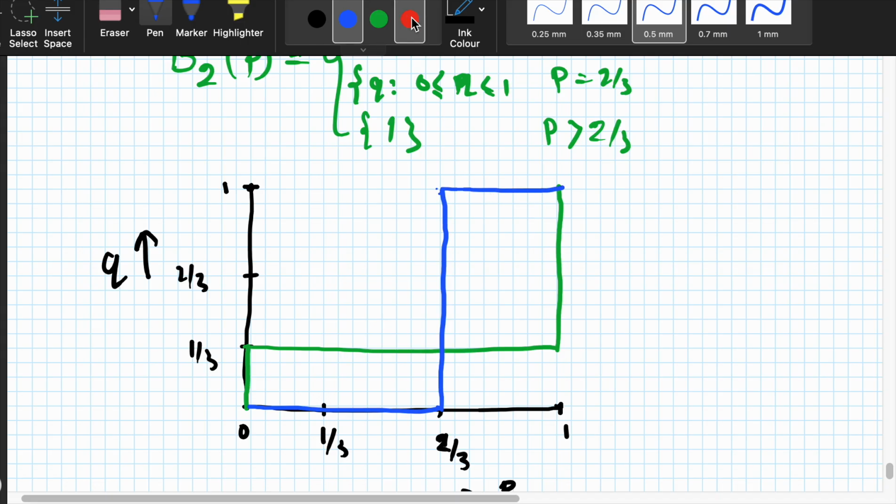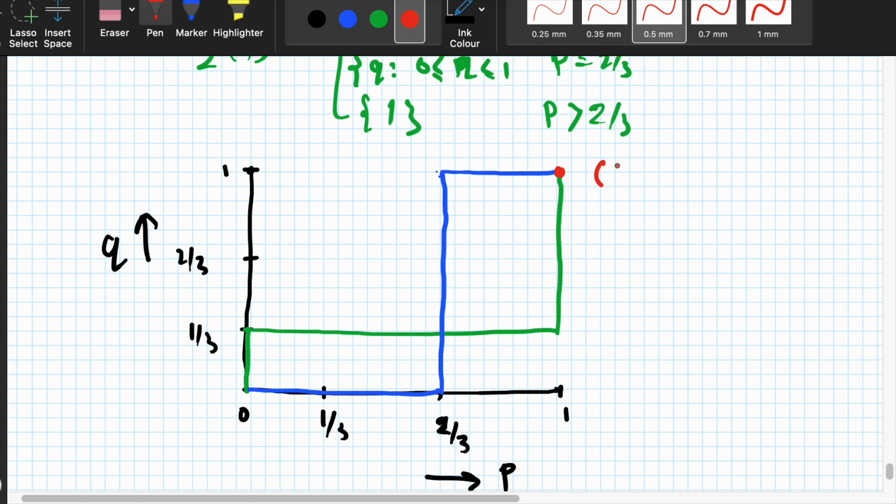So that is how. Now you can see that it crosses at three points. One corresponds to p equal to 1 and q equal to 1, one corresponds to p equal to 2/3 and q equal to 1/3, and this corresponds to p equal to 0, q equal to 0. Now we can see that from the best response function we can find all the Nash equilibria here.